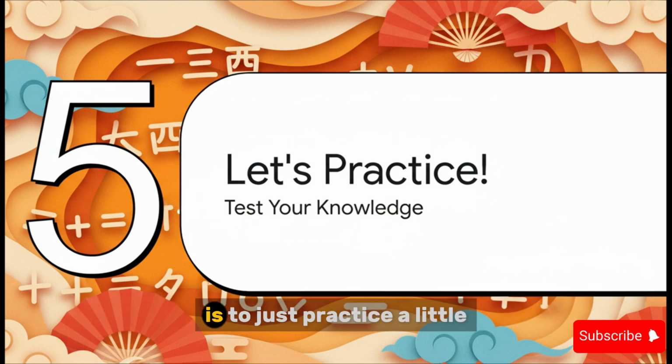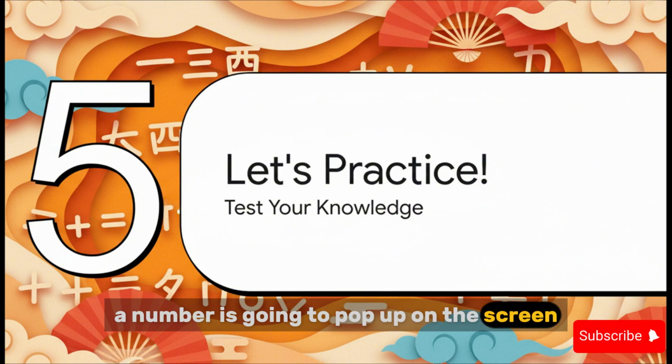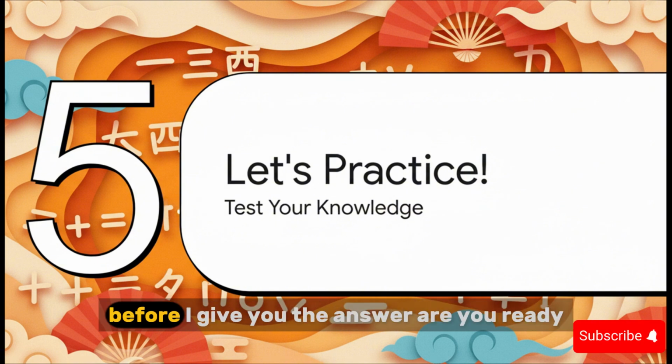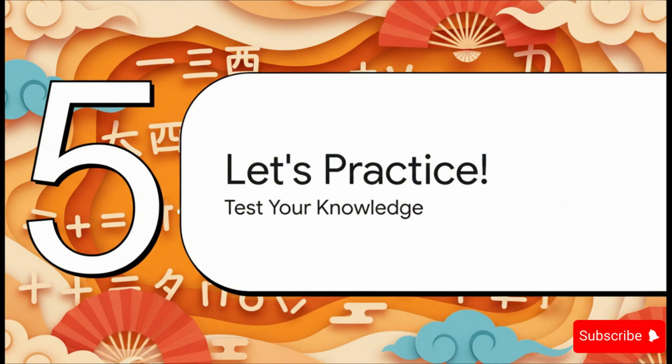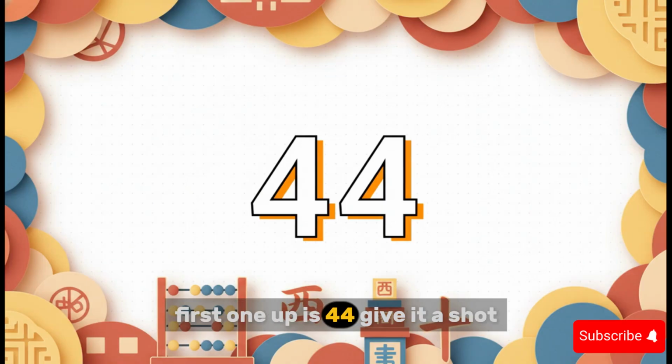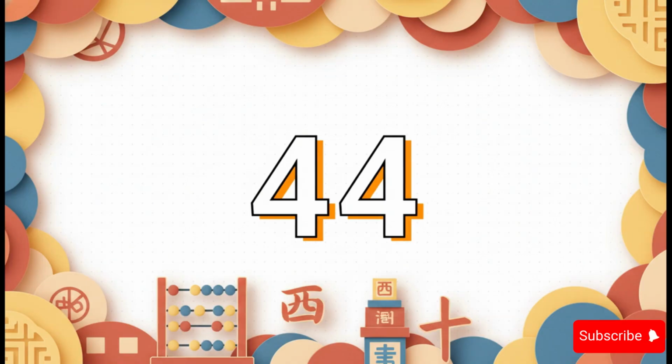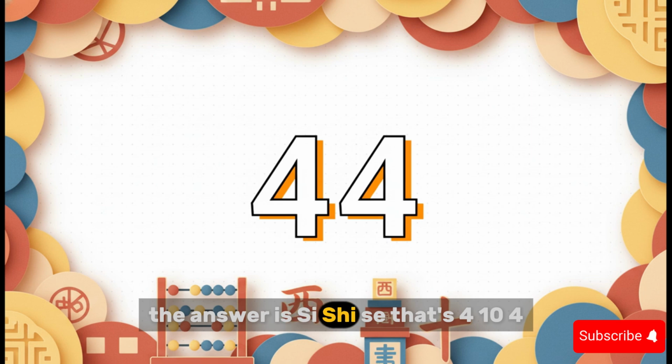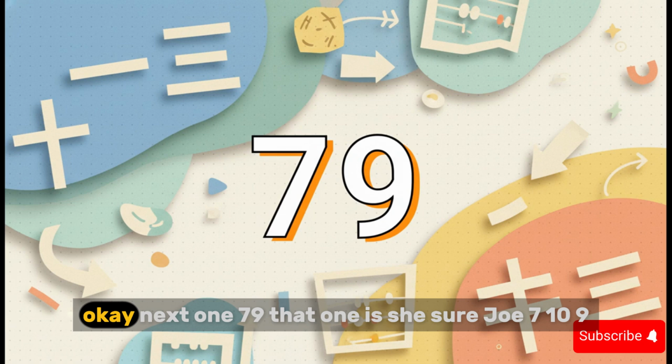Okay, we have covered all the rules, and honestly, the best way to make this all feel second nature is to just practice a little. A number is going to pop up on the screen. Try to say it out loud in Mandarin before I give you the answer. Are you ready? First one up is 44. Give it a shot. The answer is 四十四. That's 4, 10, 4. Okay, next one, 79. That one is 七十九, 7, 10, 9.